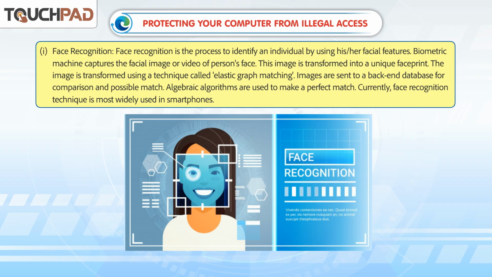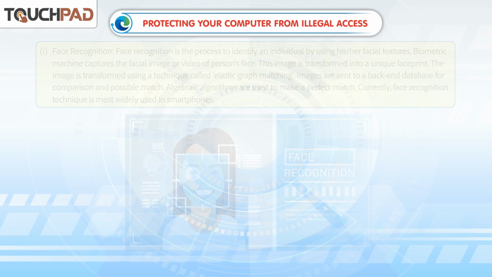1. Face recognition. Face recognition is the process to identify an individual by using his or her facial features. The biometric machine captures the facial image or video of the person's face. This image is transformed into a unique face print using a technique called elastic graph matching. Images are sent to a back-end database for comparison and possible match. Algebraic algorithms are used to make a perfect match. Currently, the face recognition technique is most widely used in smartphones.